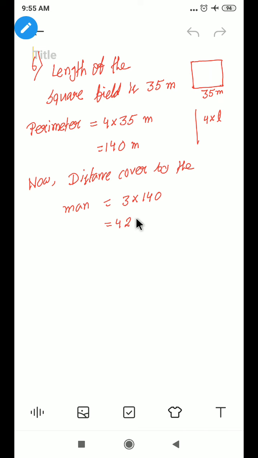So this much distance he will cover if he goes around 3 times. So write down the answer statement.